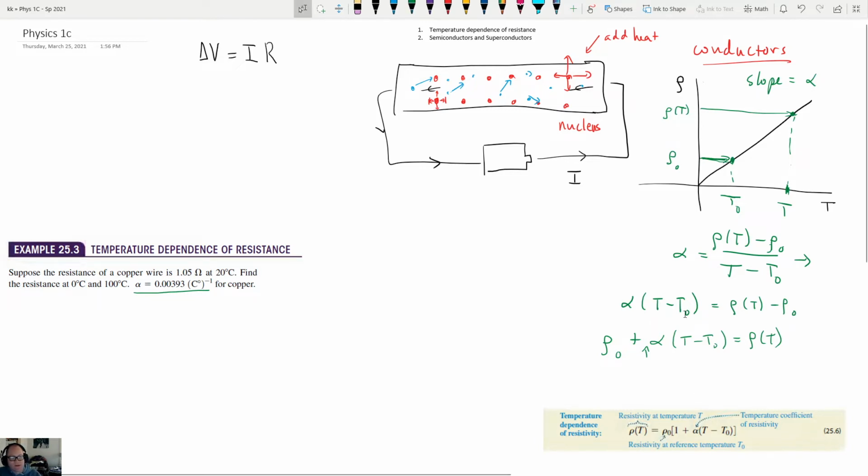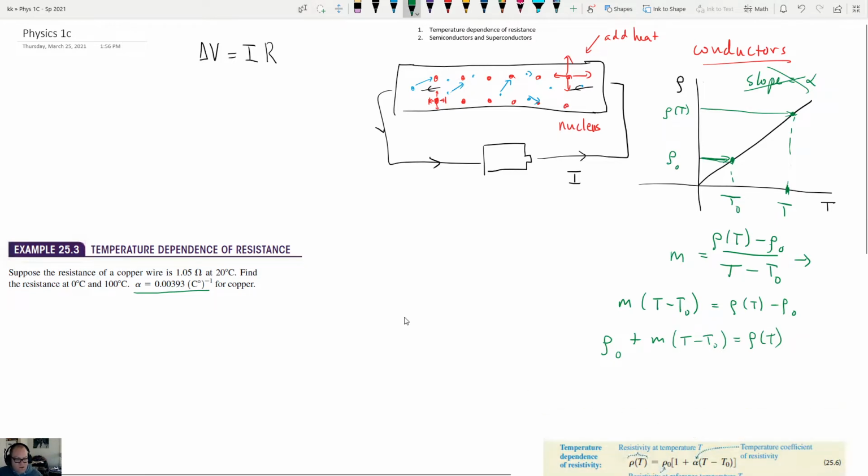So I guess what we would say is that this is actually not alpha. This is just the slope. What I set up here was wrong. Then this would be the slope m. And so would this.